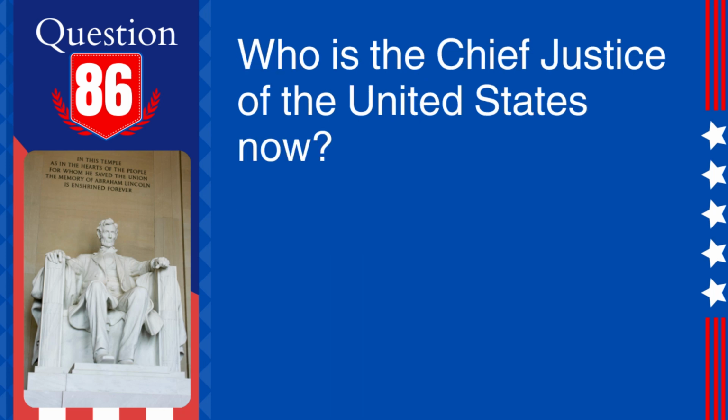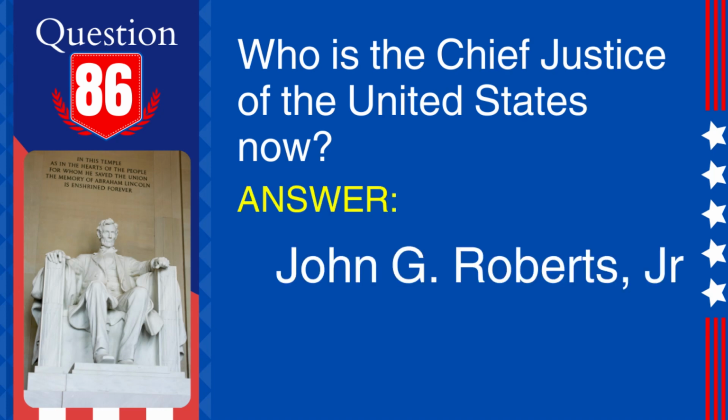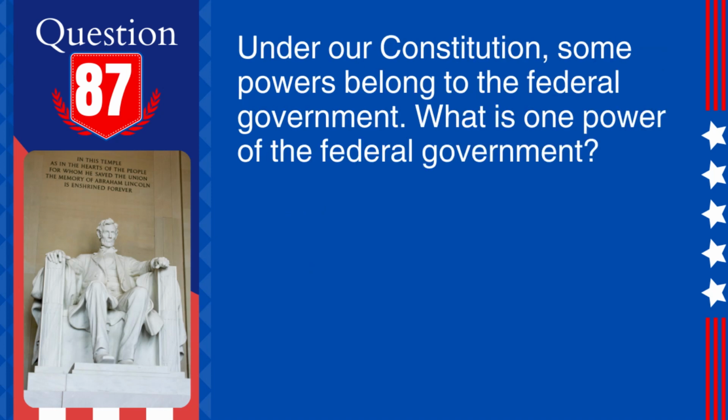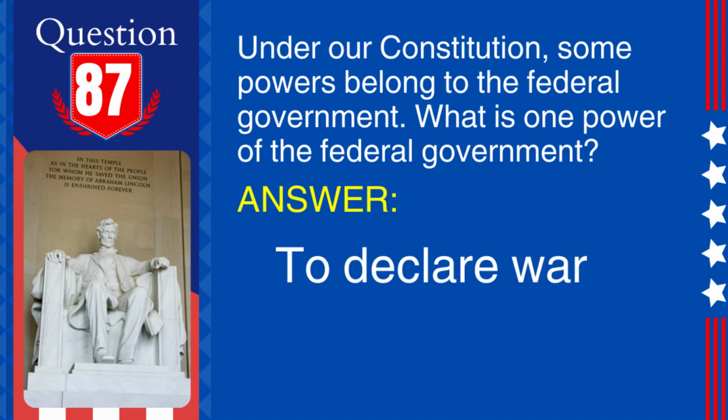86. Question: Who is the Chief Justice of the United States now? Answer: John G. Roberts Jr. Explanation: John G. Roberts Jr. is the current Chief Justice of the United States Supreme Court, a position he has held since 2005. 87. Question: Under our Constitution, some powers belong to the federal government. What is one power of the federal government? Answer: To declare war. Explanation: The Constitution grants the federal government specific powers, including declaring war, regulating interstate and international commerce, and issuing currency.